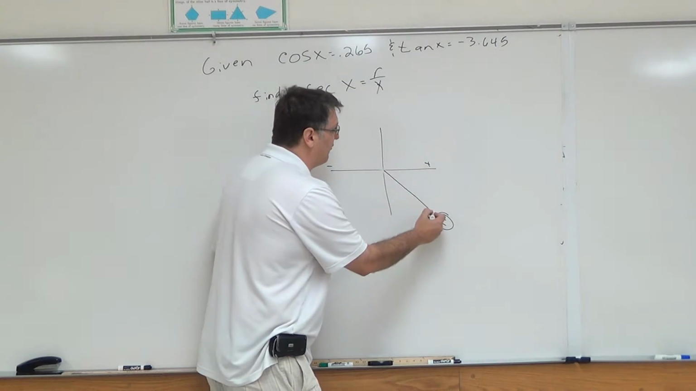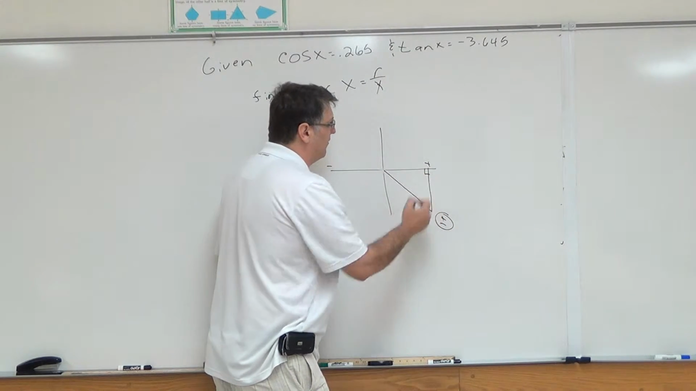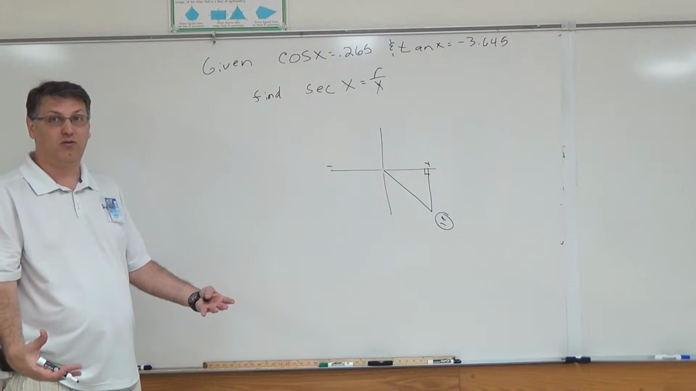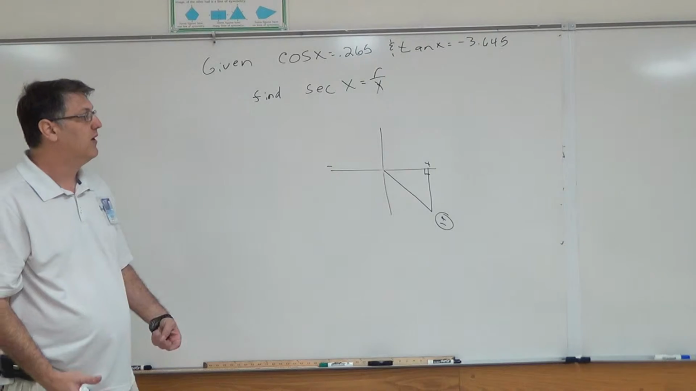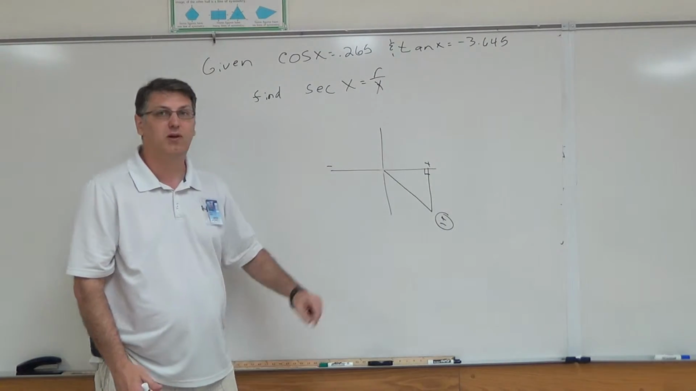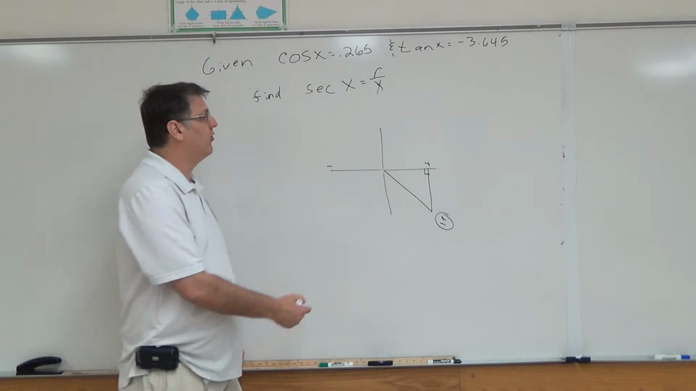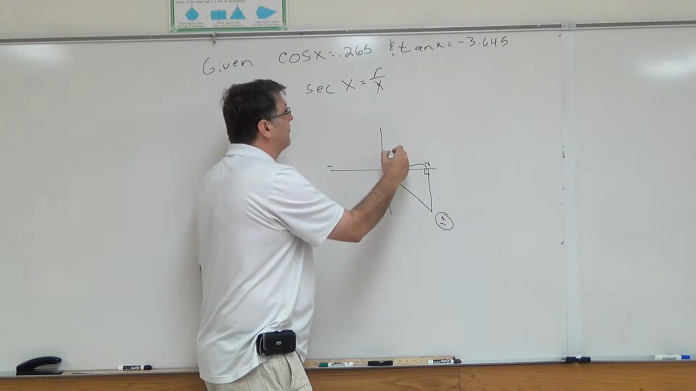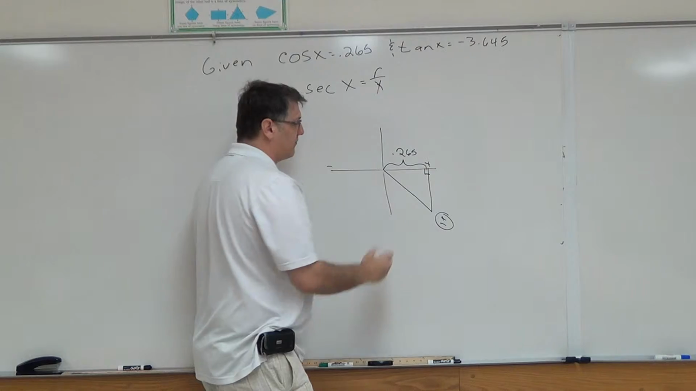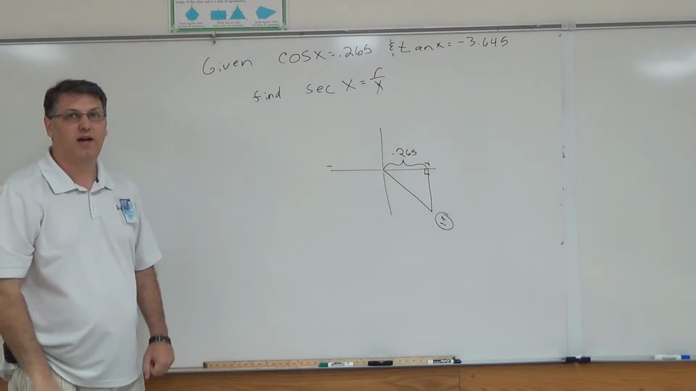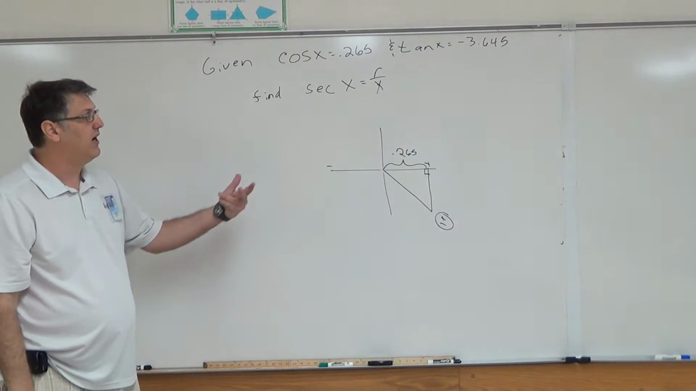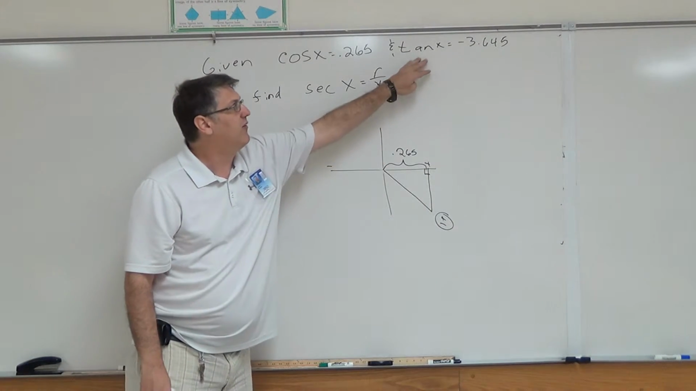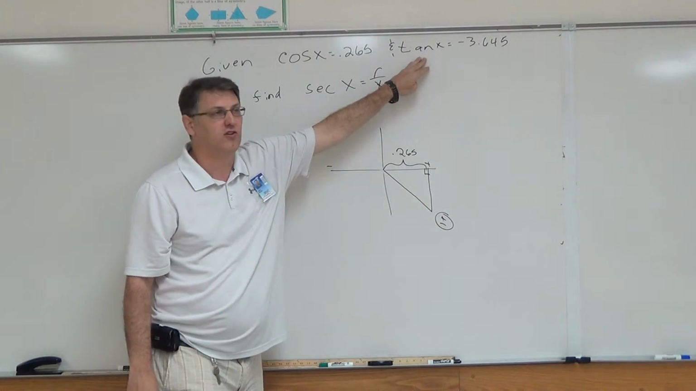So draw yourself a reference triangle out here in quadrant 4. Don't really worry about the angle because we don't need the angle. But draw your reference triangle. Now this reference triangle is going to be on the unit circle. That means your x distance right here is my cosine, which is 0.265. So that's great, I got my x. Now I need to find my y and my r, but all I have is the x to go off of. You have to use this bit of information of tangent.